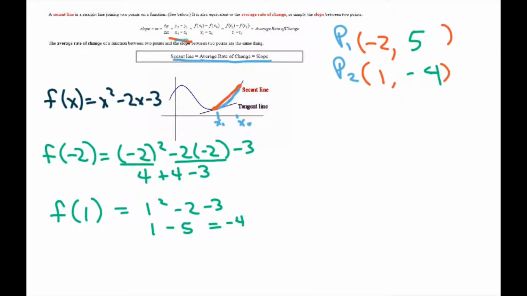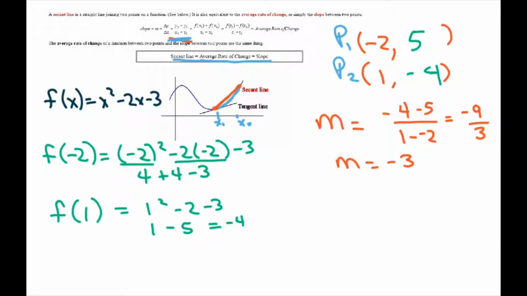And we just use our slope formula. And we get our slope equals -4 minus 5 divided by 1 minus -2. So this is -9 divided by 3. So our slope is -3.